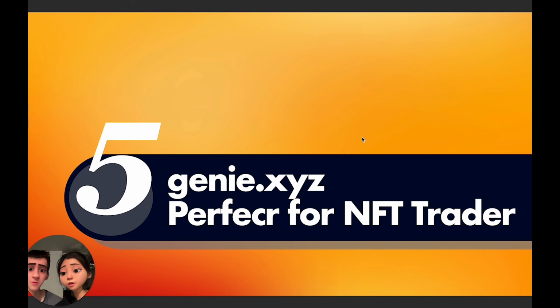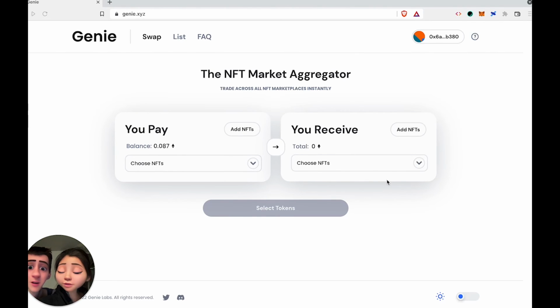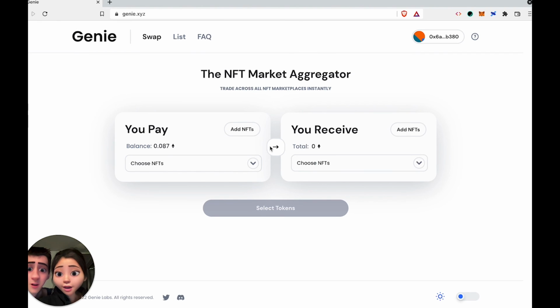And the last one is reserved especially for NFT traders. So how do you save gas fee when you trade NFTs? This Genie.XYZ will help you. Let's go take a look at what Genie.XYZ does. So now we're on Genie, and you can see here you can add NFTs by clicking this button. And if I have lots of NFTs in my wallet, I can select them all and sell them in one batch. So this says pretty much what it does.